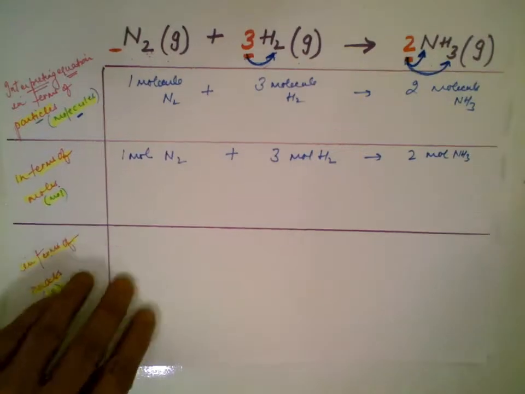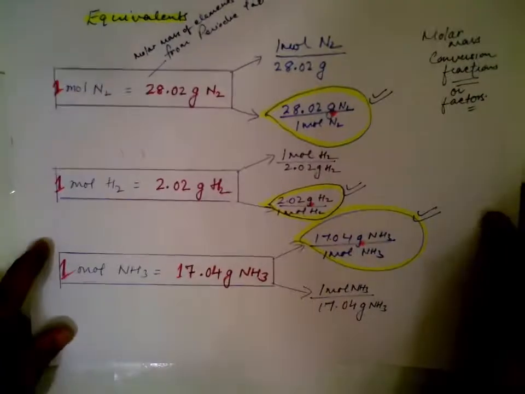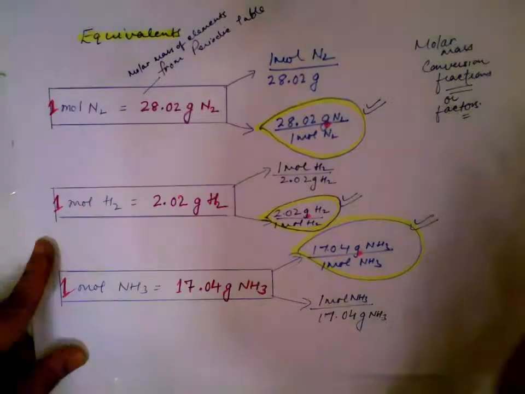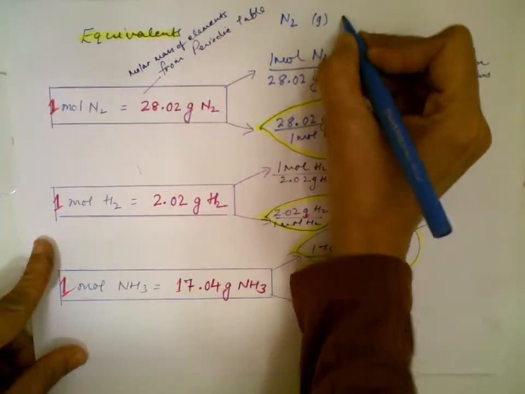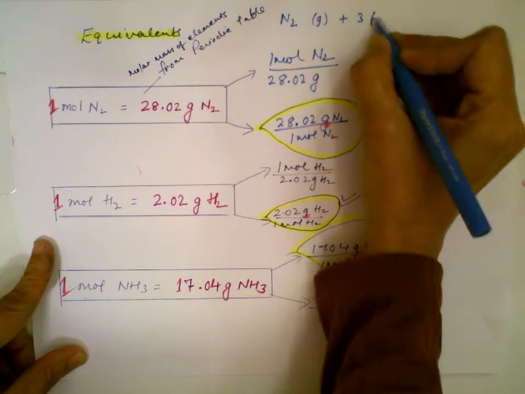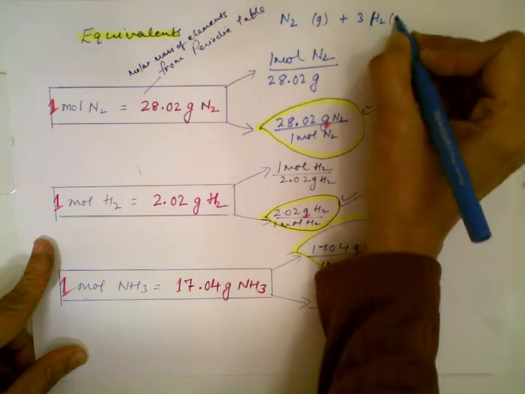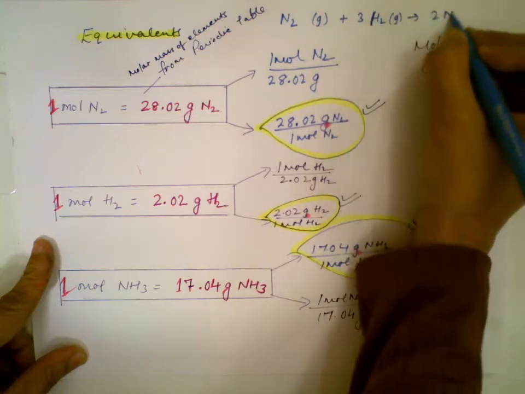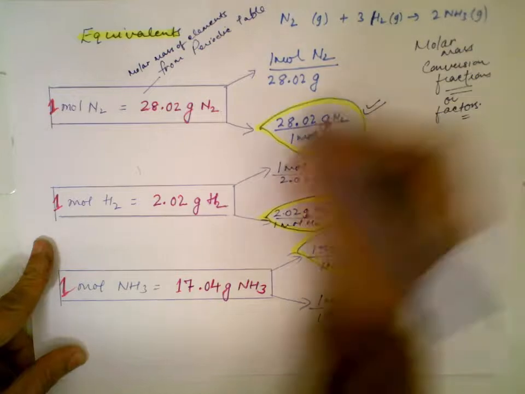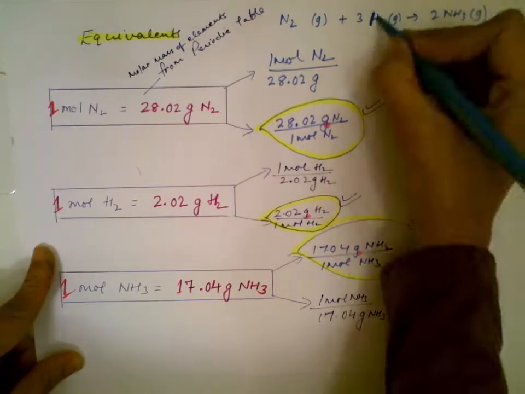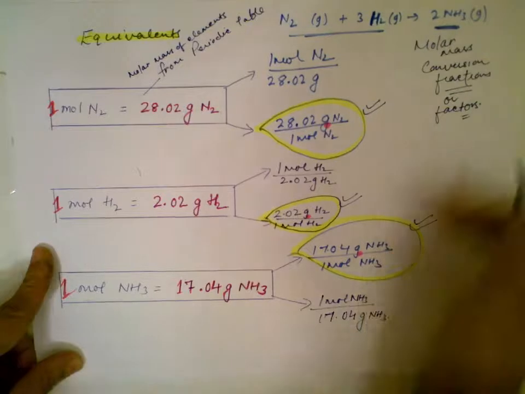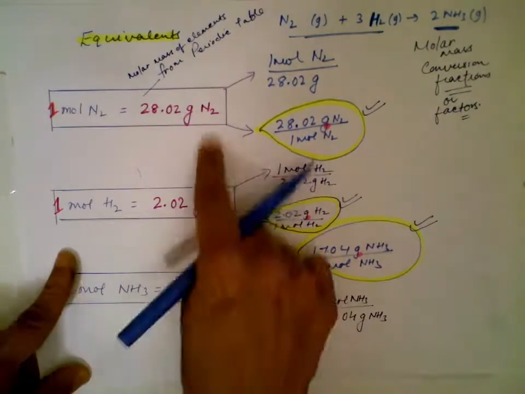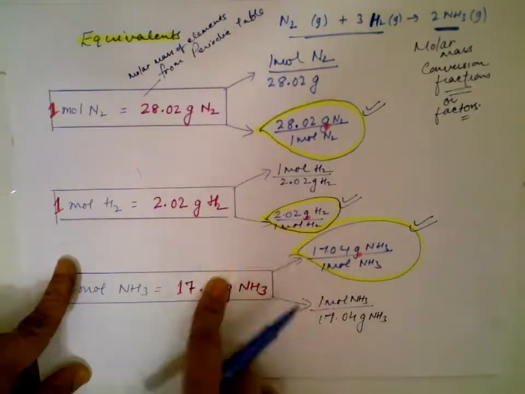To write the conversion factors, let's first write the equivalence. So here is our equation: nitrogen gas reacting with hydrogen gas to yield ammonia gas. This one is the reactant side, this is the product side. So these equivalents here are the true definitions.